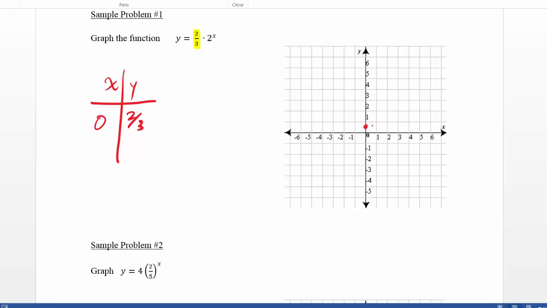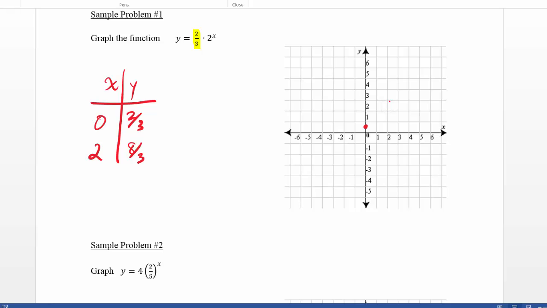And then I'll do one more and try to come up with a decent point. So I'll do 2. If I do 2 to the 2nd power, I get 4. 4 times 2 gives me 8. So that gives me a point of 8/3. And 8/3 is a little bit more than 2. So I'm going to say 2 and 8/3 is about right there. And that's plenty good enough.